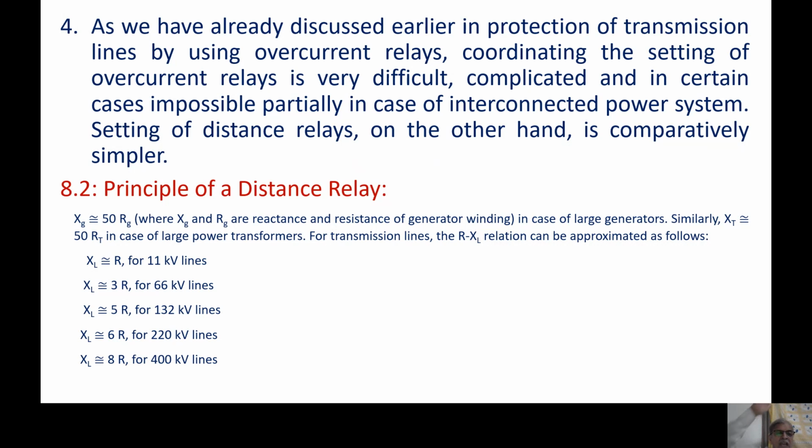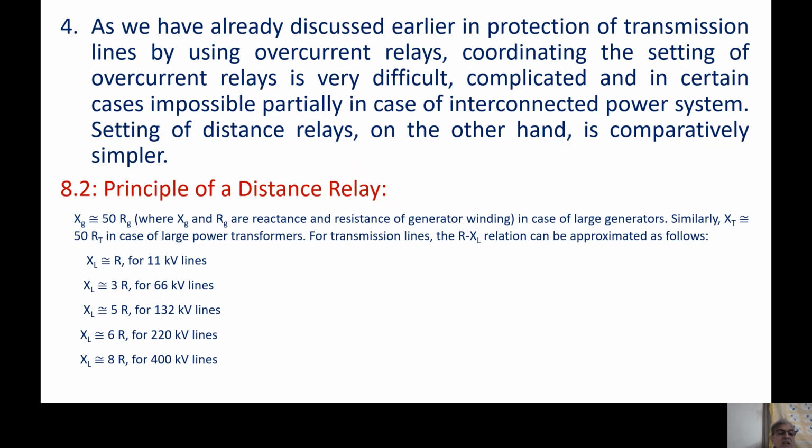Then coming to line. For an 11 kV line, XL is equal to R, more or less. I'm not telling that it is exactly so. From design to design, it may be different, but in one design, XL may be equal to 0.9 R. In another design, XL may be equal to 1.1 R. But it is more or less in this range. For 66 kV lines, XL is equal to 3 times R. For 132 kV lines, roughly 5 times R. 220 kV lines, it is roughly 6 times R. And for 400 kV lines, XL is equal to 8 times R.